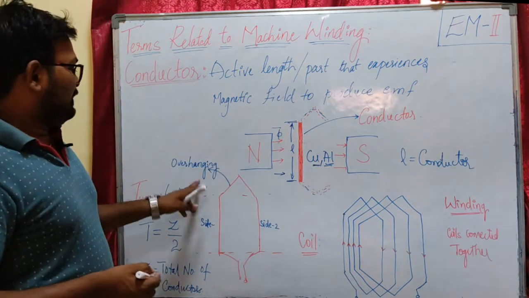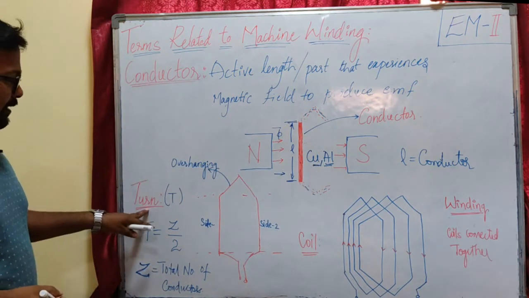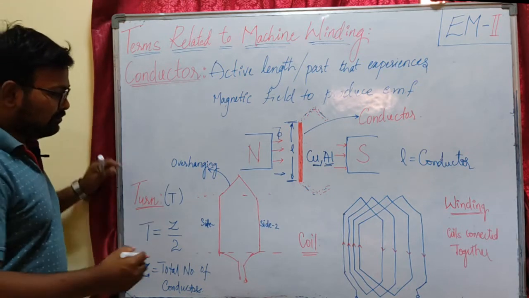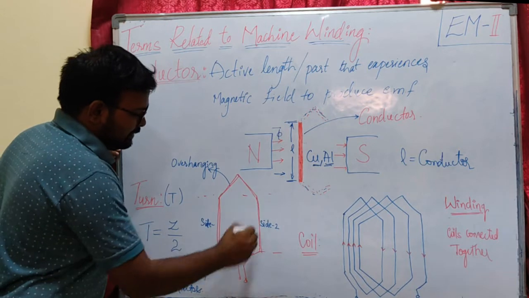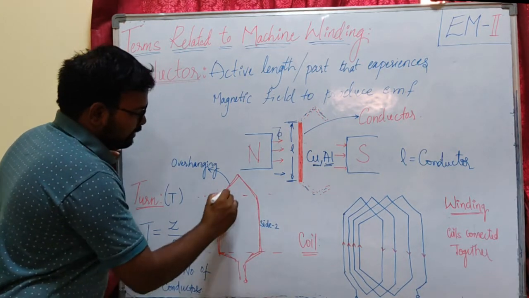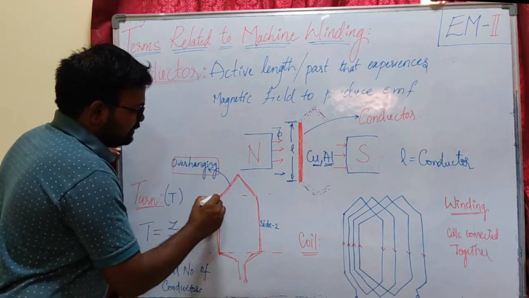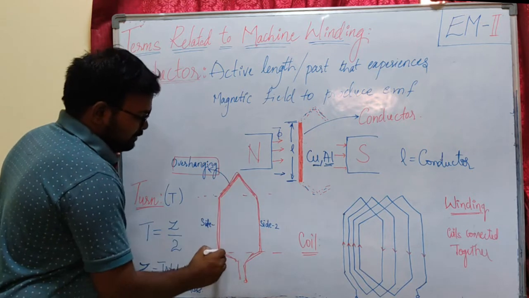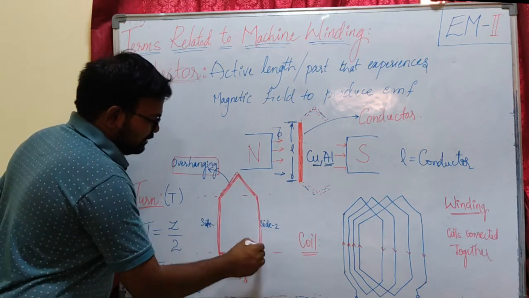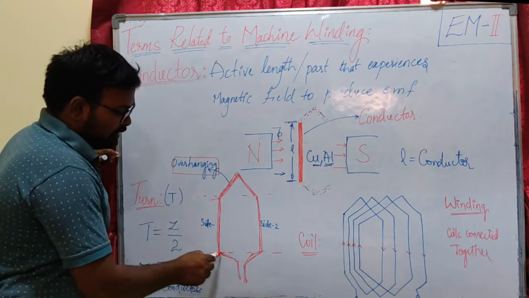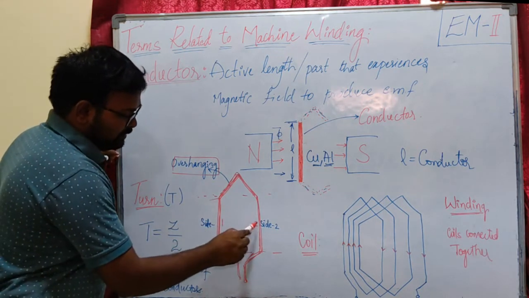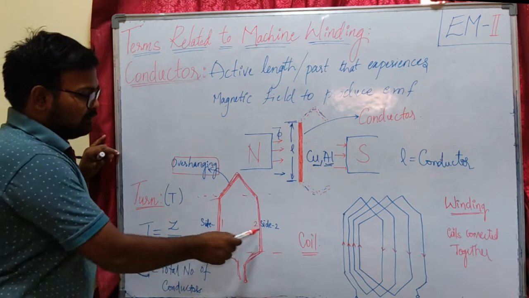Okay. And the next one is turn. What is a turn? The two conductor sides are connected through the overhang. So, this extra part is called the overhang, and this complete combination is called a turn. That means a turn consists of two conductors. This is one conductor, this is another conductor. Our turn has two conductors.